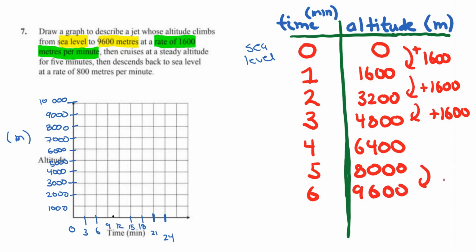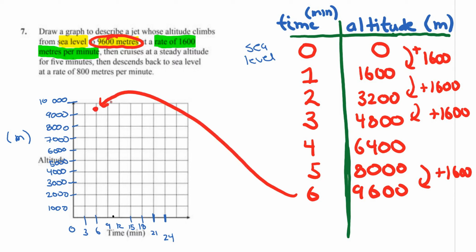So from 8,000 to 9,600, we just add 1,600 meters. After 6 minutes, we finally reached this height of 9,600 meters. So at 6 minutes, we're at 9,600 meters. If I plot that point, it's going to be around here roughly. So this point is roughly there, right?